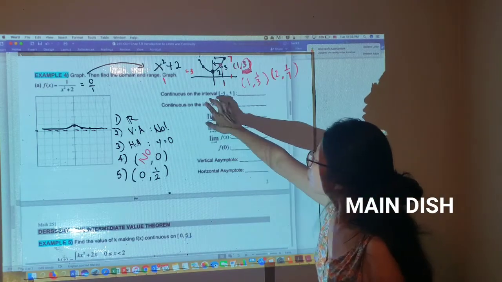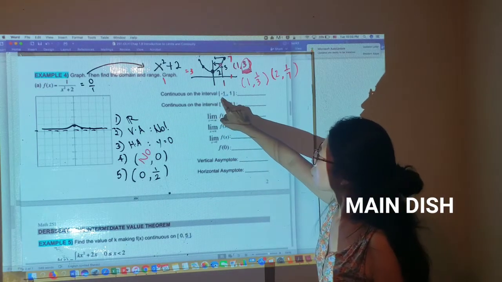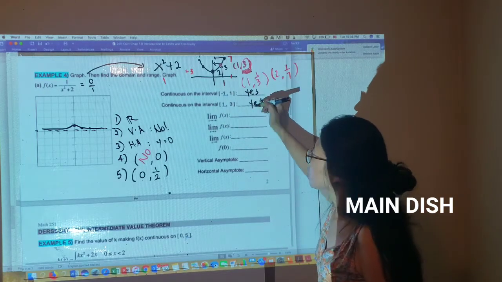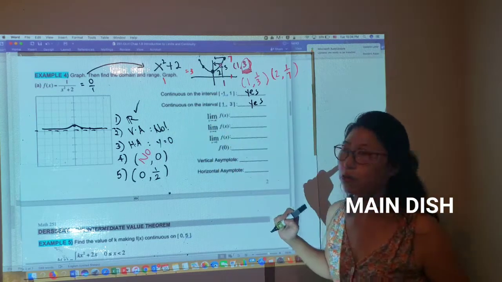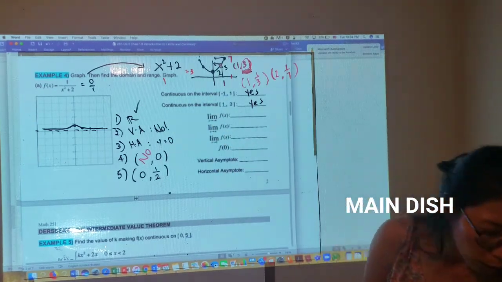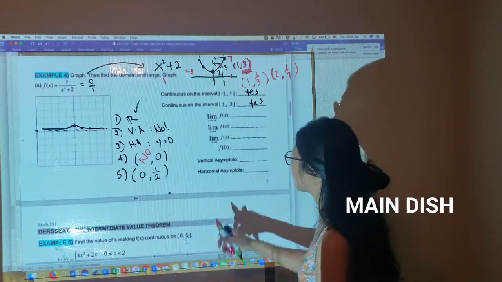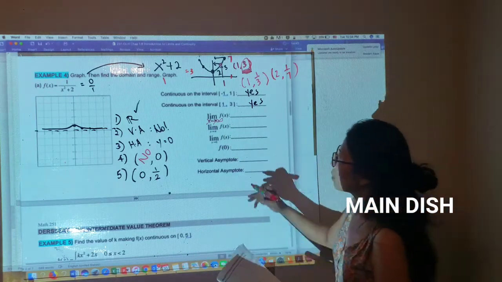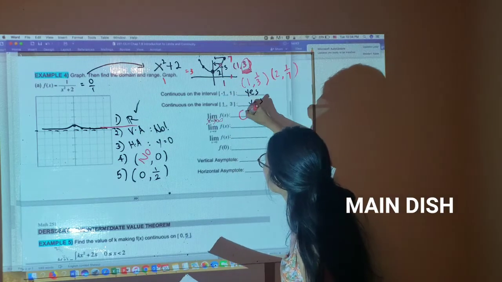So now let's answer. Is this function continuous on interval -1 to 1? Yes. How about 1 to 3? Yes, because it's going to be continuous everywhere. Domain is all real numbers. Then let's try to answer one by one. What's going to be limit when x goes to infinity? That is going to be, as I see, it's going to get close to 0.